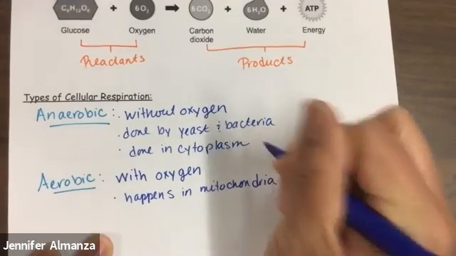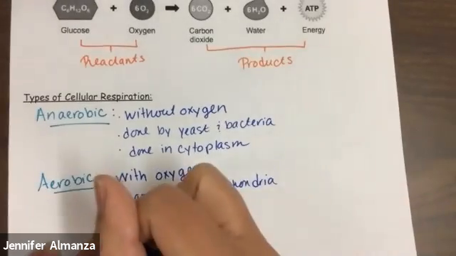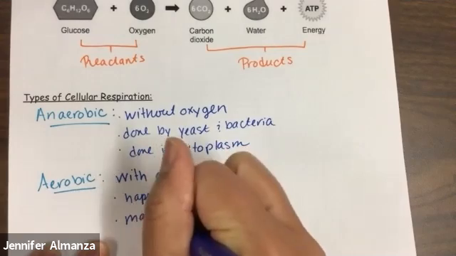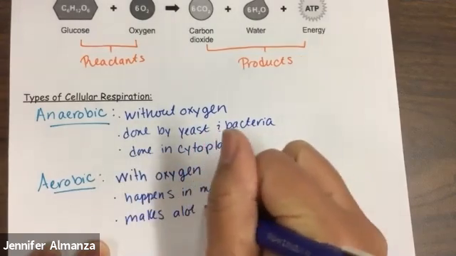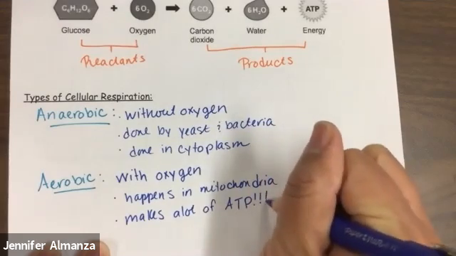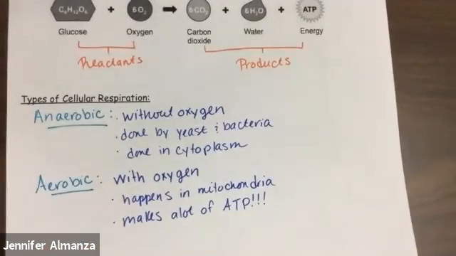And between these two, anaerobic and aerobic, aerobic is the best one. This one makes a lot of ATP. You get a lot of energy doing aerobic respiration. That one is the best.